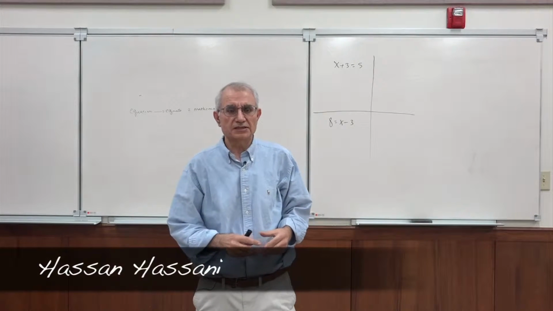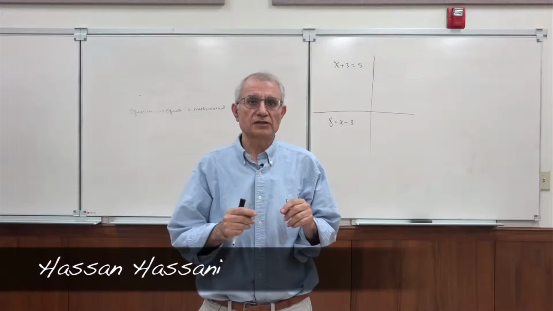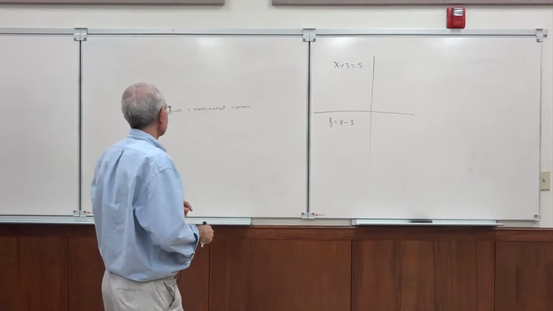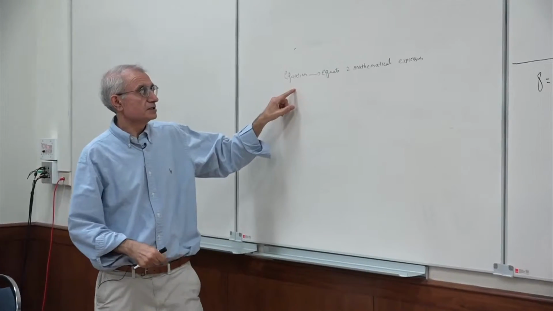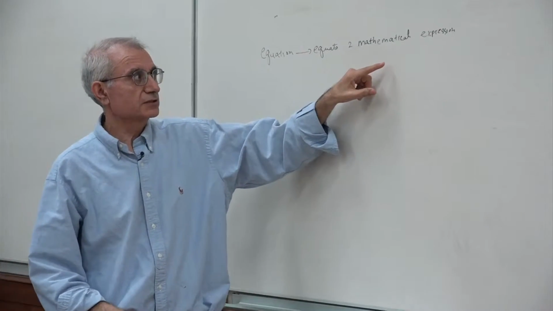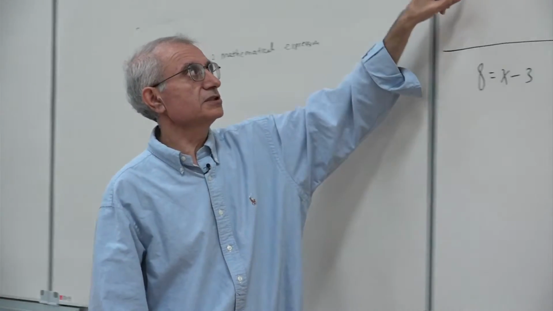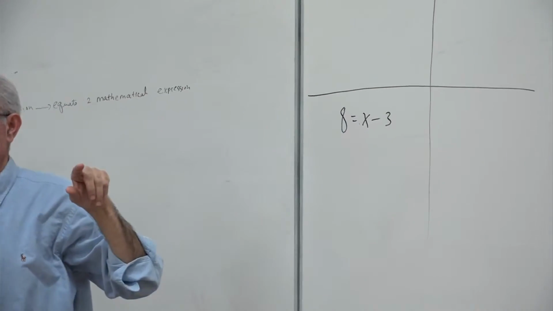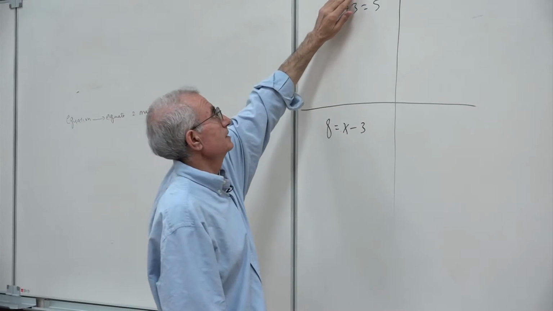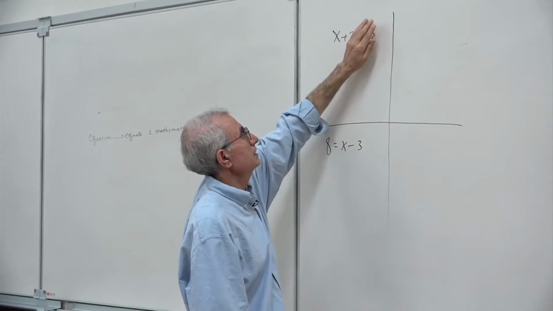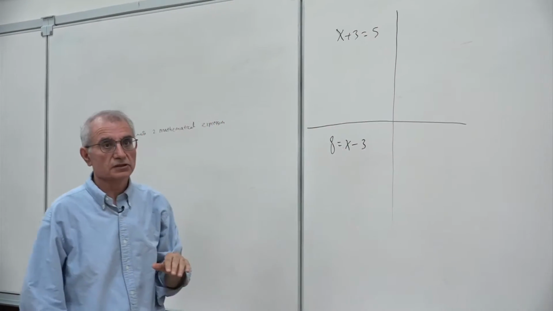Okay, in this segment, we're going to talk about how to solve a linear equation. What is an equation? An equation equates two mathematical expressions together. For example, x plus 3 equals 5 is an equation, because notice that this mathematical expression is equated to another one, so that makes it an equation.